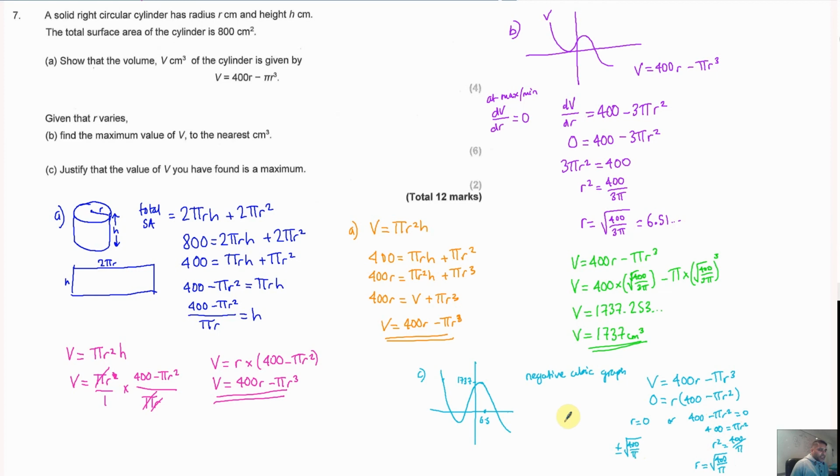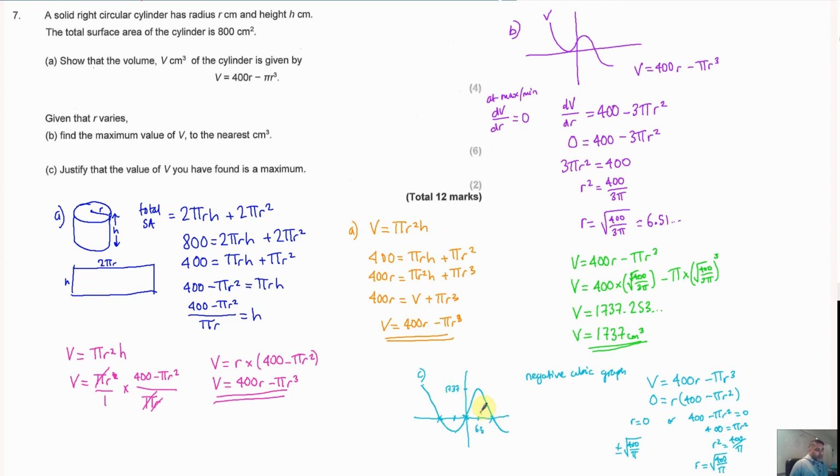So that tells me my roots are going to be, in fact, this graph would be wrong then, going back to that original graph. We know it's a negative cubic. We know that it's got roots at 0, and plus and minus root 400 over pi. If it's a negative graph, it has to be coming down this way. It's got another root there, and it's going to have a maximum point and go down there. We already know that at the maximum point, r was 6.5, and it had a maximum of 1737. Because it's plus or minus, that would be your positive root, and that would be your negative root, which would be the minimum.